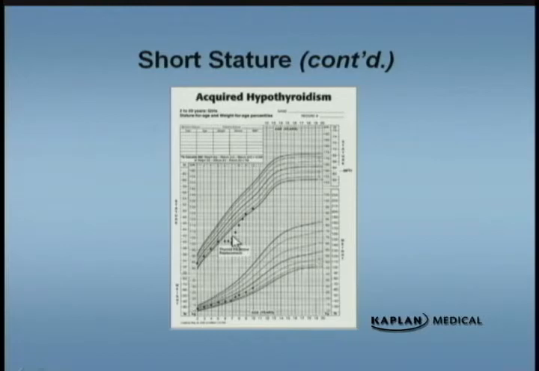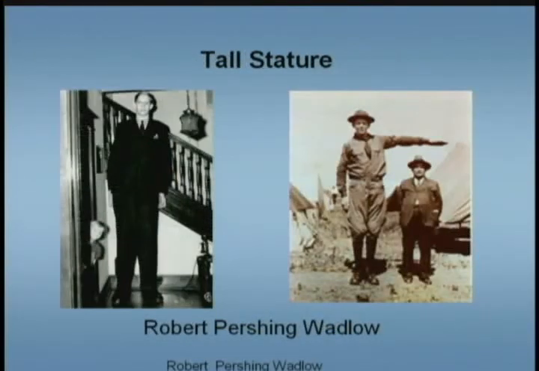Once the patient has thyroid hormone replaced, then you can see right there the growth just takes off right away again. So look for a patient with some kind of pathologic problem that is going across the percentiles and falling off the growth curve. This is Robert Pershing Wadlow.